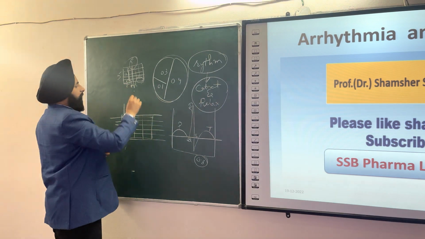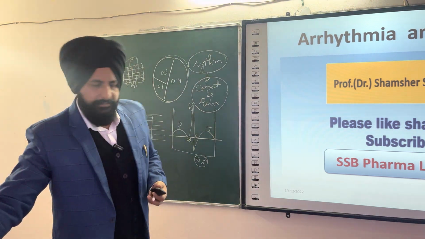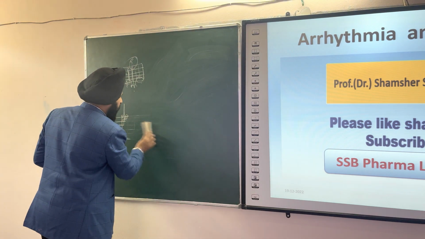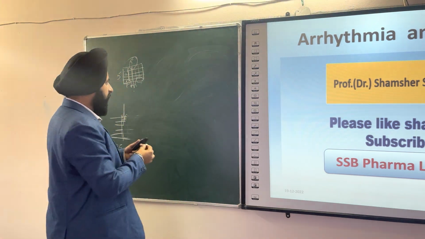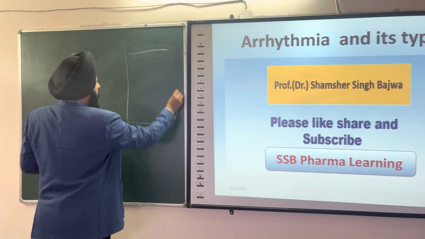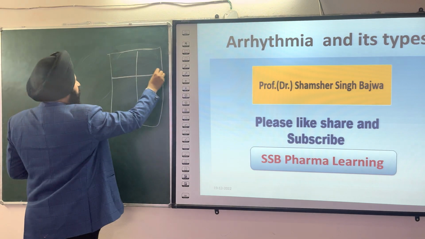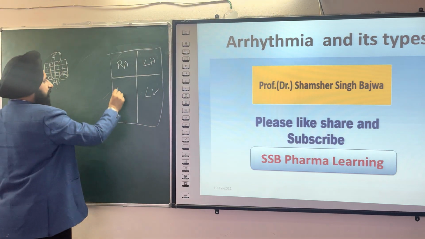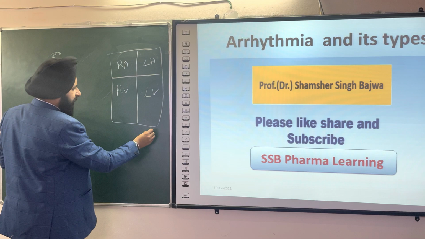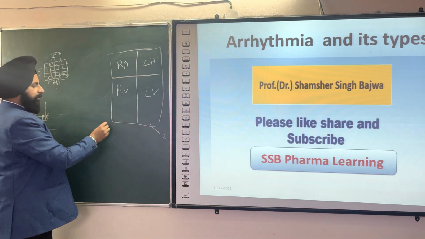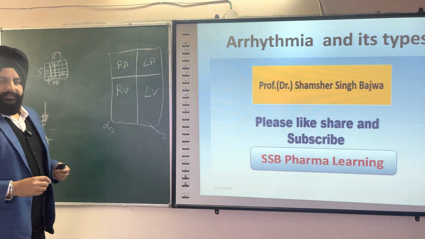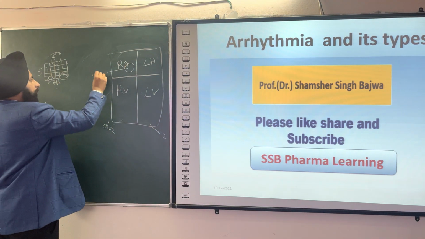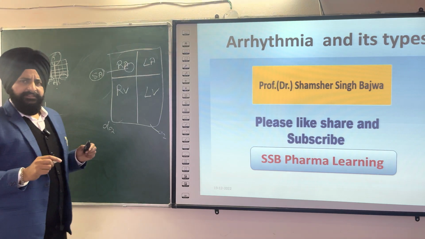Now see here, whenever you look at the normal physiology of the heart, the heart consists of 4 chambers that are called 2 auricles and 2 ventricles. This is the left auricle, this is the right auricle, this is the left ventricle, this is the right ventricle. The left side contains oxygenated blood and the right side contains deoxygenated blood. In the right auricle there is the SA node, which is called the sino-auricular node. It means the sinus rhythm is there.